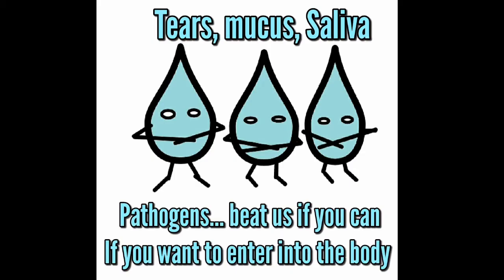Our second example can be tears, mucus, and saliva. They contain an enzyme that breaks down the cell wall of the bacteria. These fluids prevent pathogens from entering our body through our nose, mouth, and eyes, which are pretty obvious points of entry as they are exposed to air.